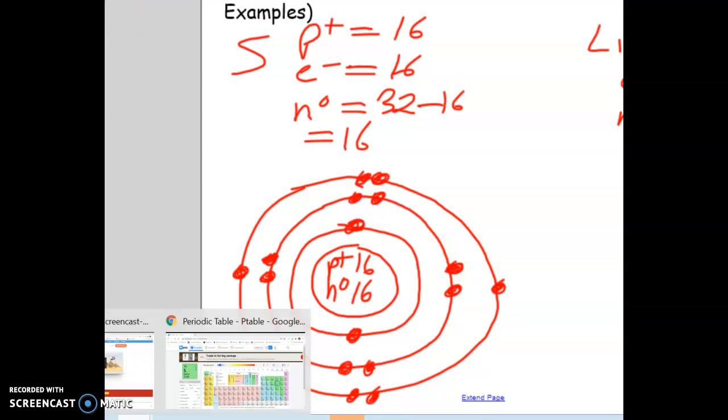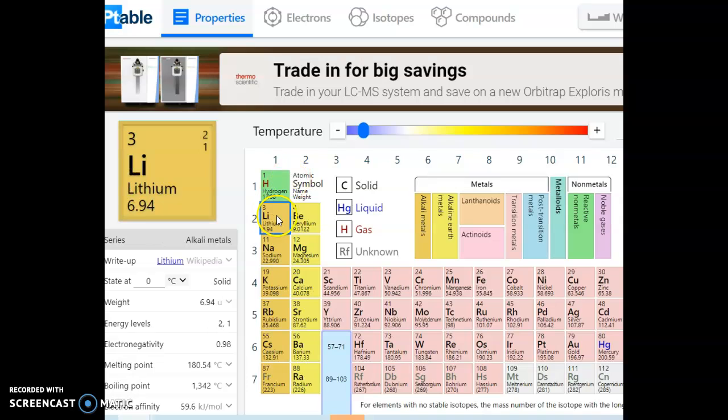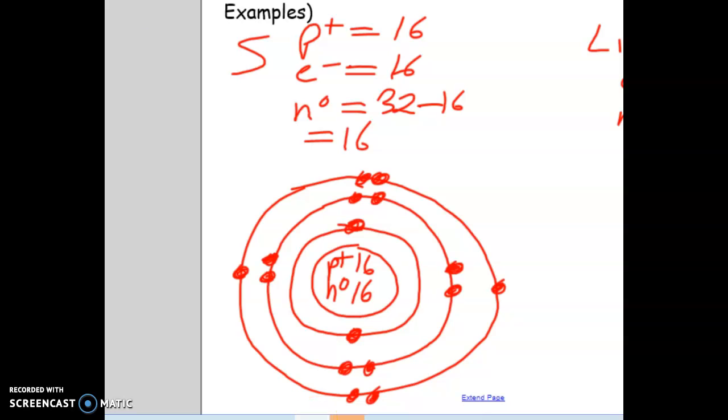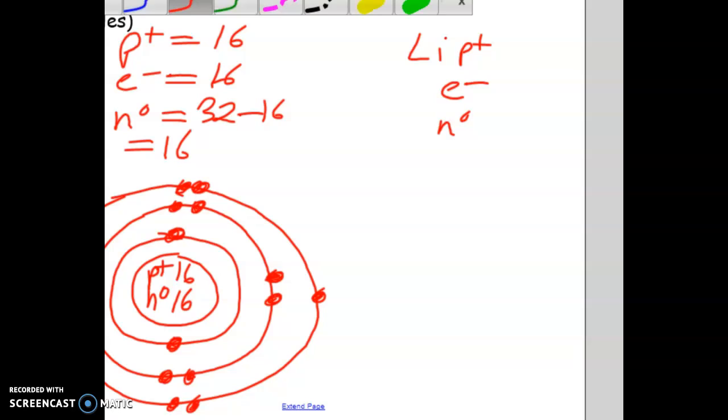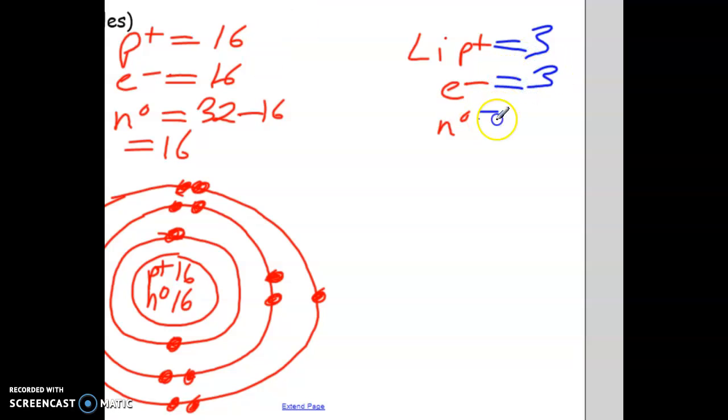So let's go to the periodic table so we can get our info for lithium. So we have 3 atomic numbers. So we have 3 protons, we have 3 electrons, and then we have 7 minus 3, we have 4 neutrons. So let me shift this guy over. Okay, we'll use a different color so we don't get confused with the sulfur there. So we have 3 protons, 3 electrons, and this was 7 minus 3, which is 4 neutrons, right?